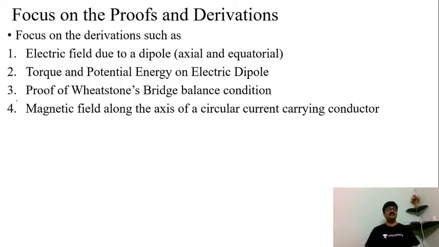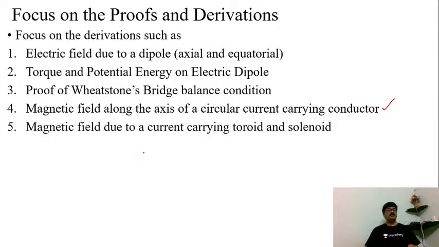Now the third one is from the current electricity chapter. The second one and the first one, these two are from electrostatics, that is electric charges and fields. The fourth one is from moving charges and magnetism. Then you have magnetic field due to a current carrying toroid and solenoid. This is again an important derivation, again from the moving charges and magnetism chapter.